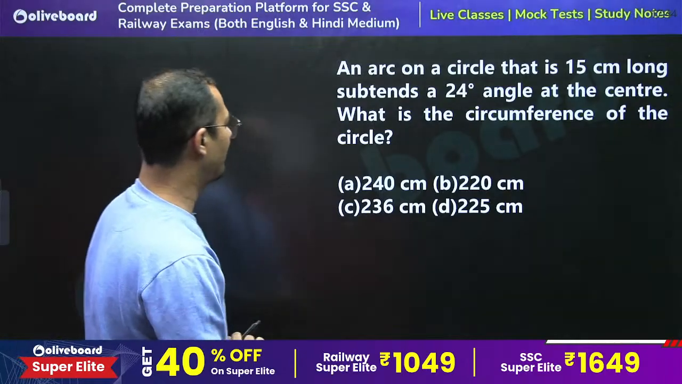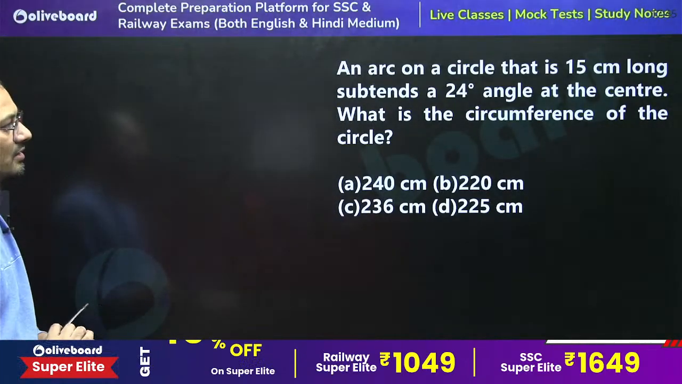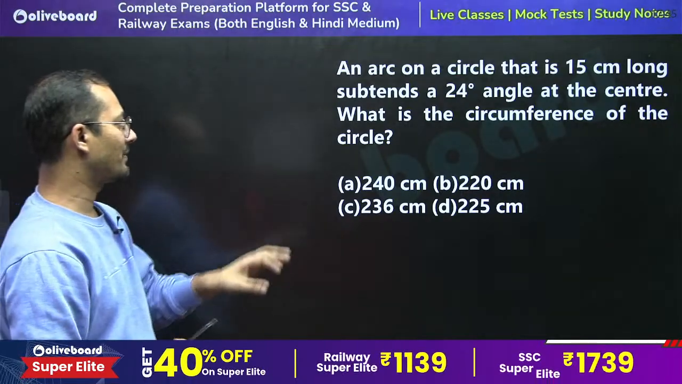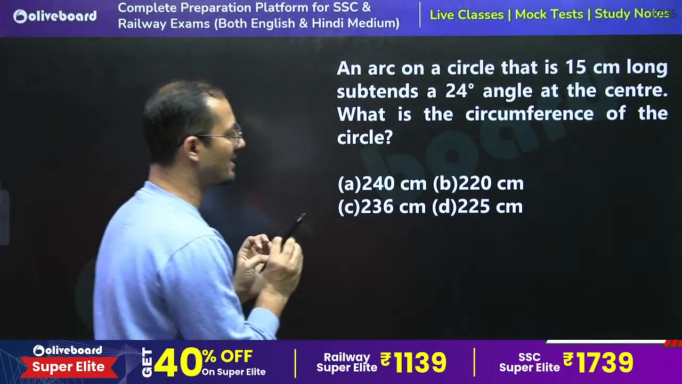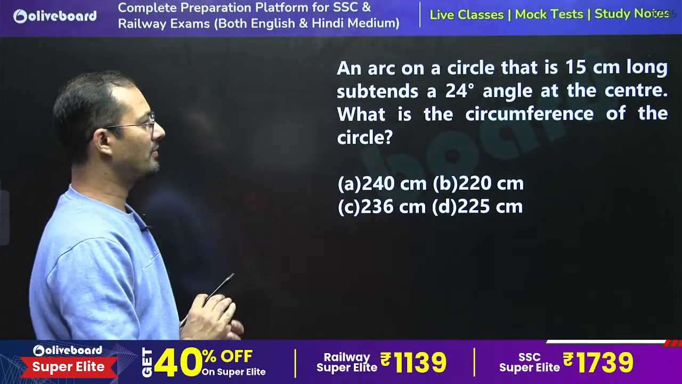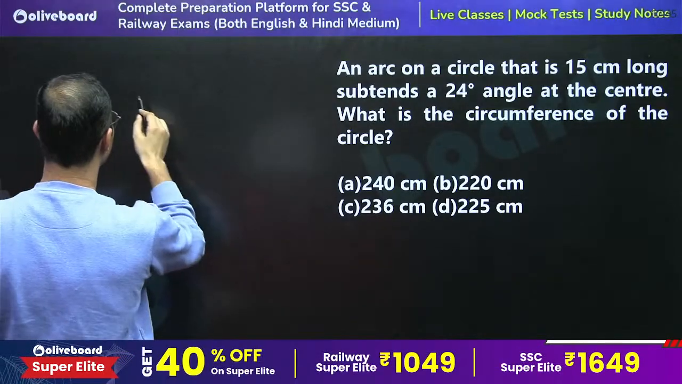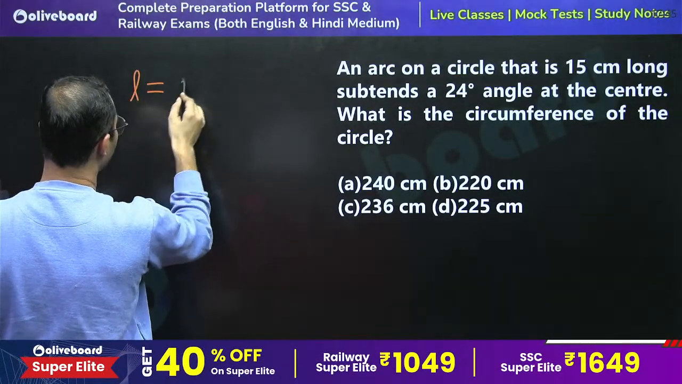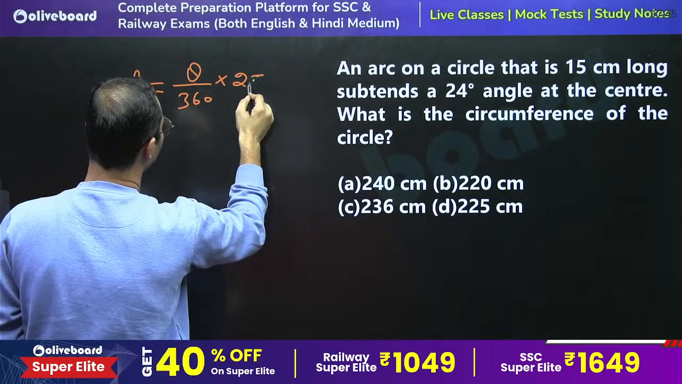Tell me what is the answer for this question. An arc on a circle that is 15 centimeter long subtends a 24-degree angle at the center. Then what is the circumference of the circle? See, do you remember what is the formula for the length of arc? See, length of arc is 15, right? So we can say that length of arc is given by theta upon 360 into 2 pi r, right?